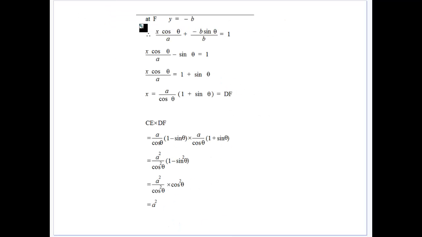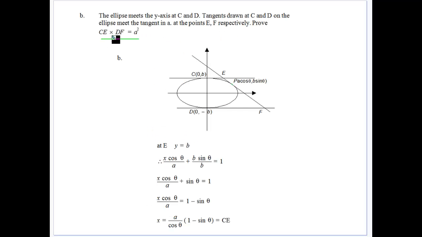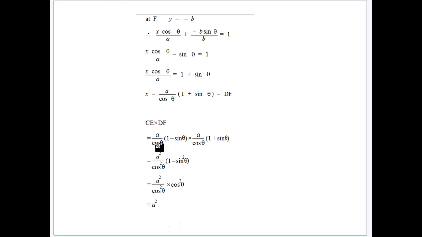We can also do the same at F. We know y is equal to minus B, so substitute minus B in, and we're able to manipulate this down to the x coordinate, which would be A cos theta outside of 1 plus sine theta, which is the distance DF. So we're told, take CE, multiply it by DF, show that it's equal to A squared. Well, let's do that. We get A cos theta over 1 minus sine theta, times A cos theta over 1 plus sine theta. That would give us A squared cos squared theta, and we've got the difference of two squares, 1 minus sine squared theta, which is cos squared theta. They cancel, gives us A squared.